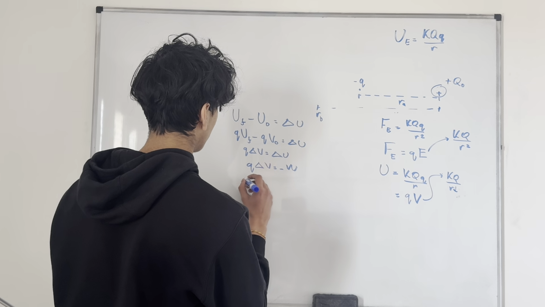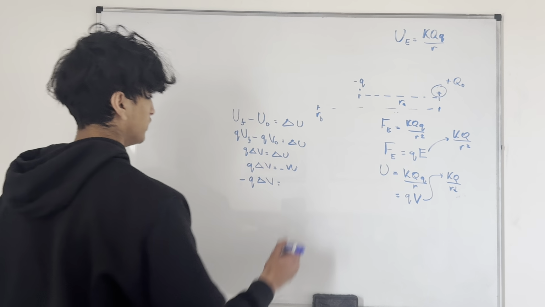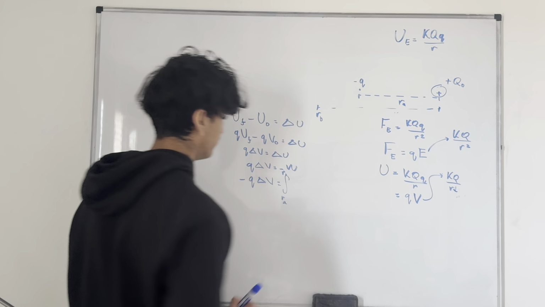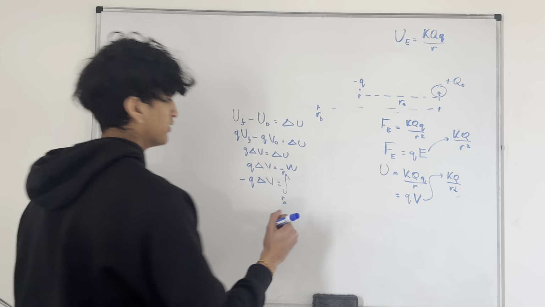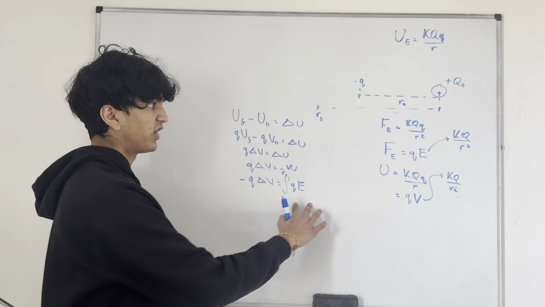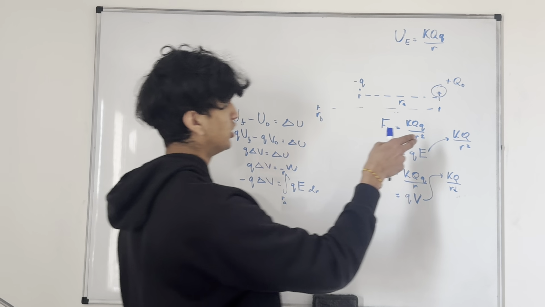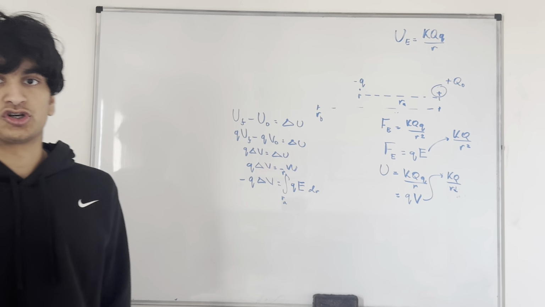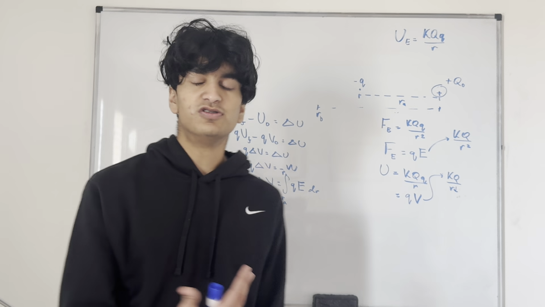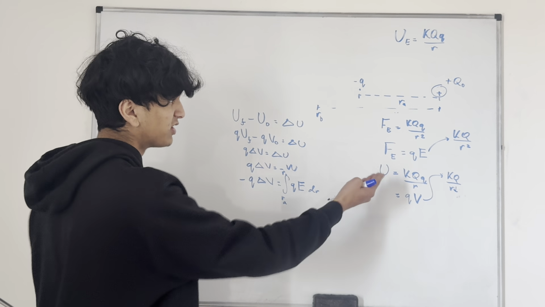So negative Q times change in V is equal to the work, which is going to equal the integral from RA to RB of Q times E dr. For point charges, it would be KQ over R squared, but when we're not dealing with point charges, it's going to be whatever the electric field is as a function of R. If you think about cylinders, whatever you use Gauss's law for, it's going to be that Q times E, the more general form of the electric force equation.